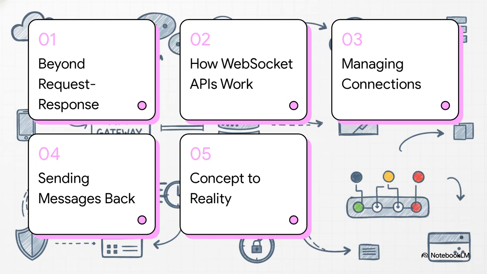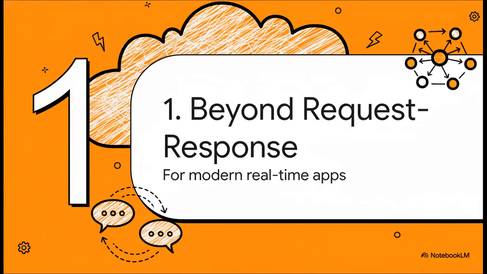To figure that out, here's how we're going to break it down. First, we'll get into why we even need to go beyond that classic request-response model. Then, we'll really dig into the mechanics, how these APIs work, how they manage connections, and how they send messages back. And finally, we'll tie it all together and see how you take this from just an idea to a real working thing.